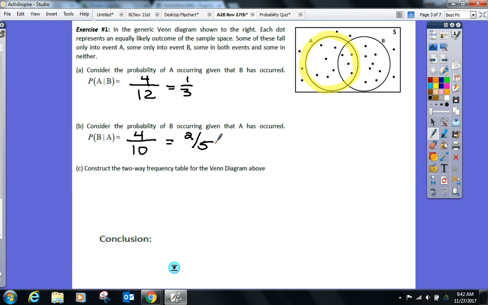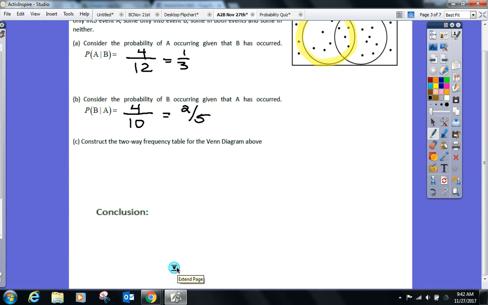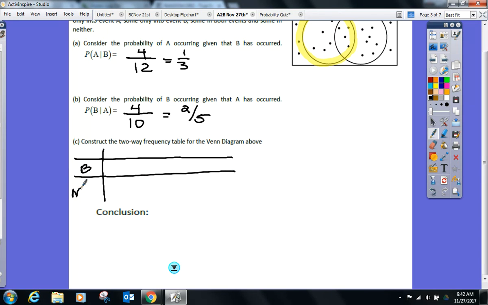Okay, now what I want is construct a two-way frequency table for me. And I'll set it up for you. You fill it in. Ready? Here we go. Well, B could happen or not B could happen. And then A could happen, not A could happen. Those are my only choices, right? A, not A, B, not B. And then we always have our totals on the bottom and on the top. So total, oh, sorry, I gotta squeeze it in here. Total.